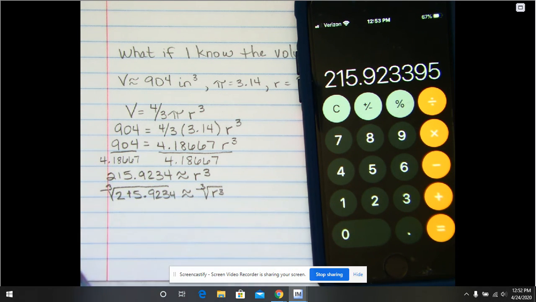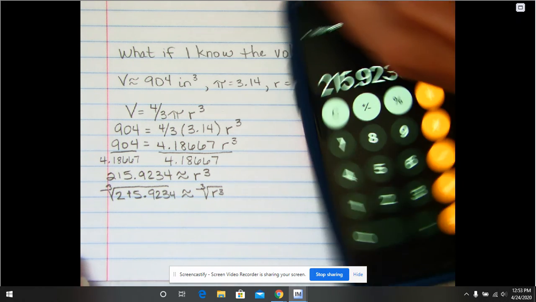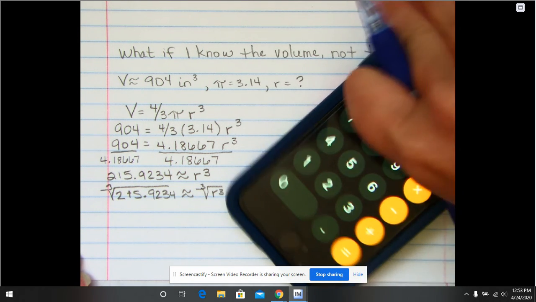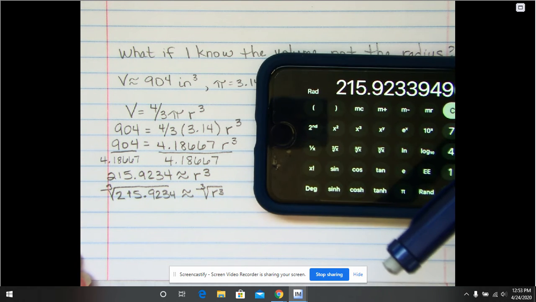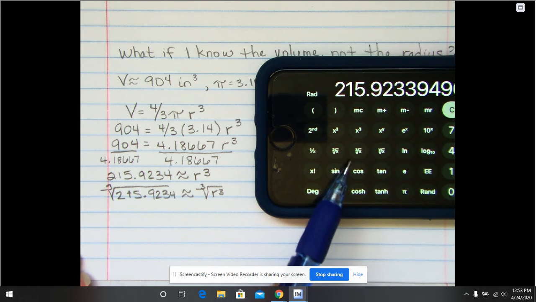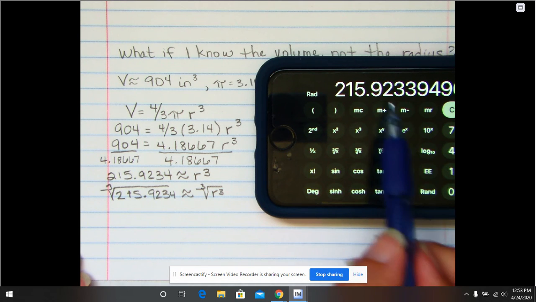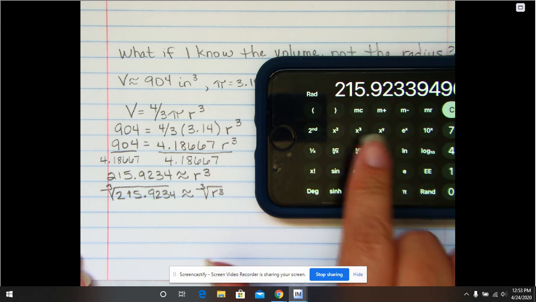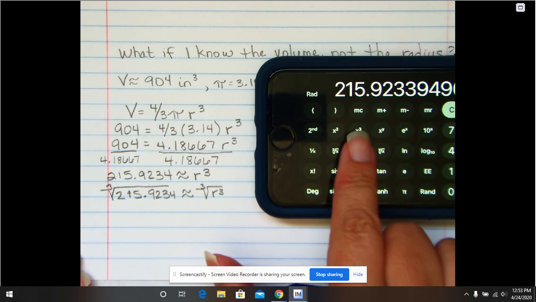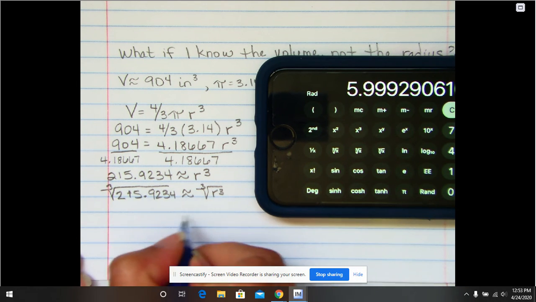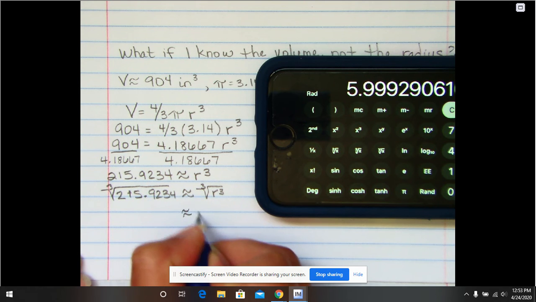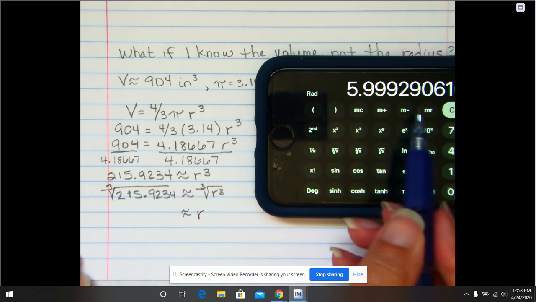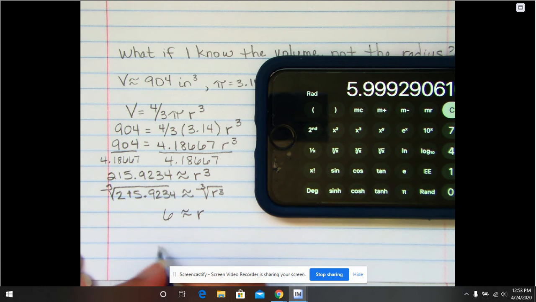Now, fortunately for us, you could type this number in on most calculators, and you will find a cube root button. So mine happens to be right there. The number is still on my screen, so I am just going to push the cube root button. And that says that radius is 5.999. Well, let's just round that to 6. So we have about a 6-inch radius.